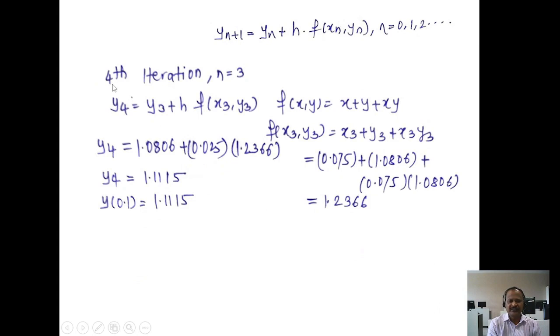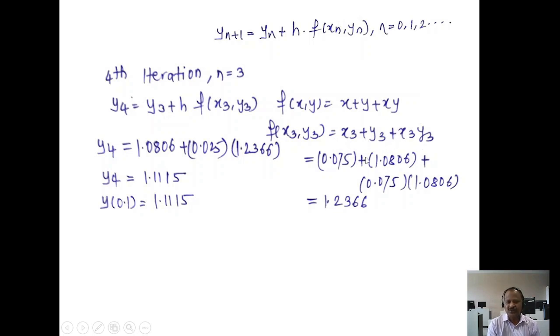Now we have to find the fourth iteration. So n = 3. So in the above equation you put the value of n as 3. So y_{3+1} is y4. y_n is y3, so y3 + h f(x3, y3). Again we write the equation f(x, y) = x + y + x y. This is given. Now we have to find the function of x3, y3. So suffix 3. So f(x3, y3) = x3 + y3 + x3 y3.